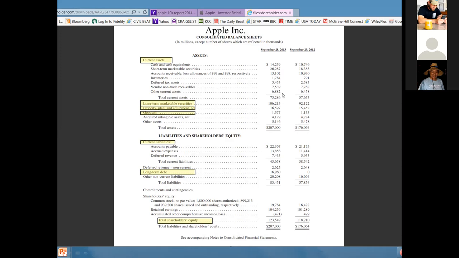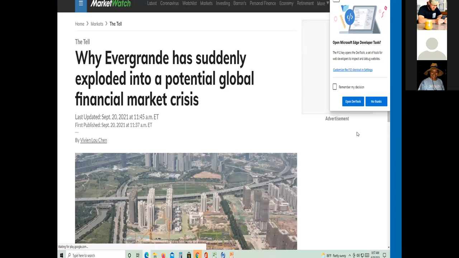Now, why is this so critical? Because a lot of times you will read stories about companies that go bankrupt. What is in the news right now that's big news, that has hurt the stock market around the world today, is this company, Evergrande Real Estate Development Company, located in China. Anybody know anything about it? This is what's causing a lot of the China crash right now, isn't it?